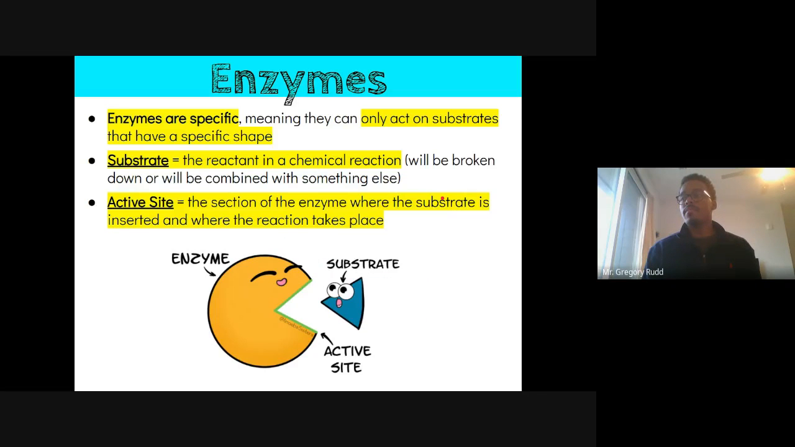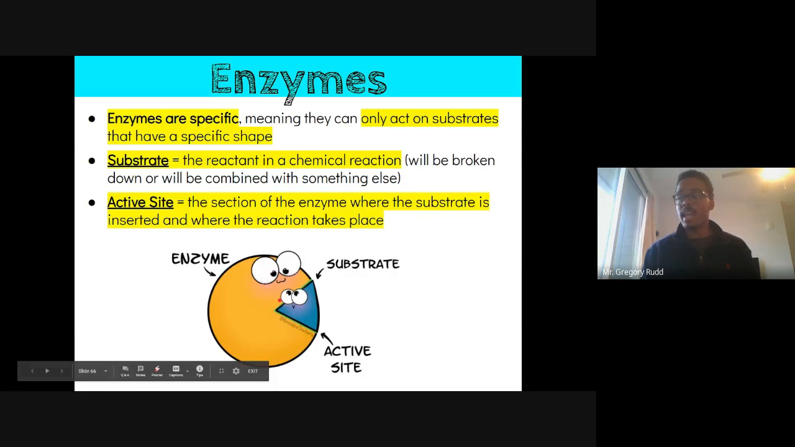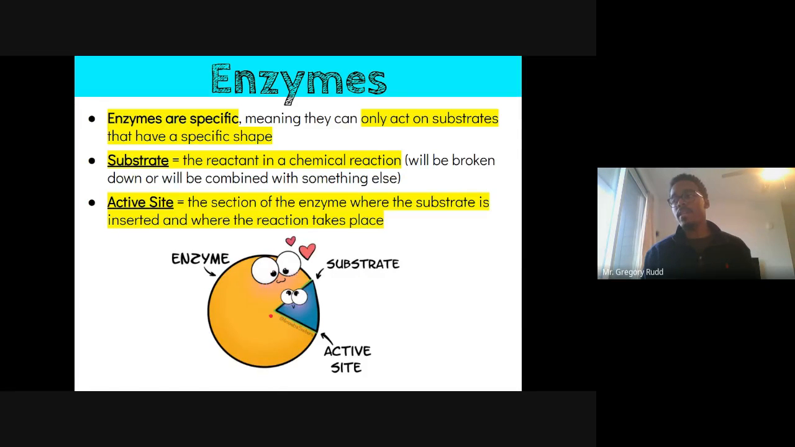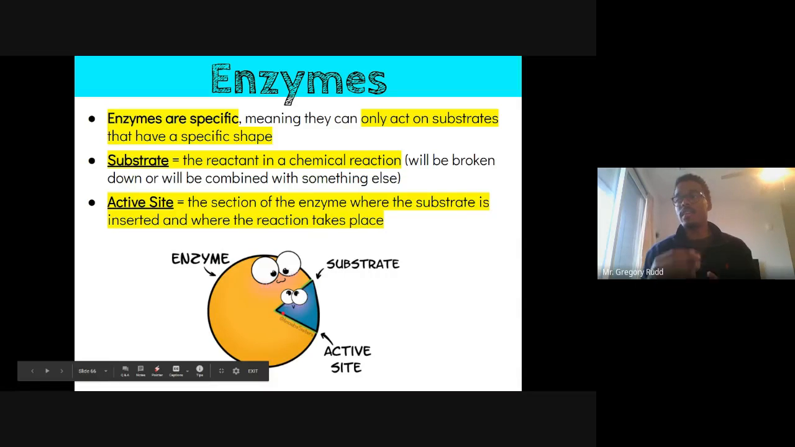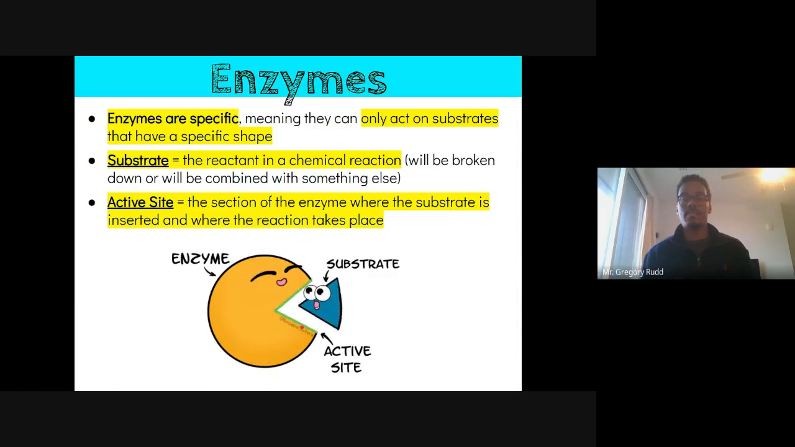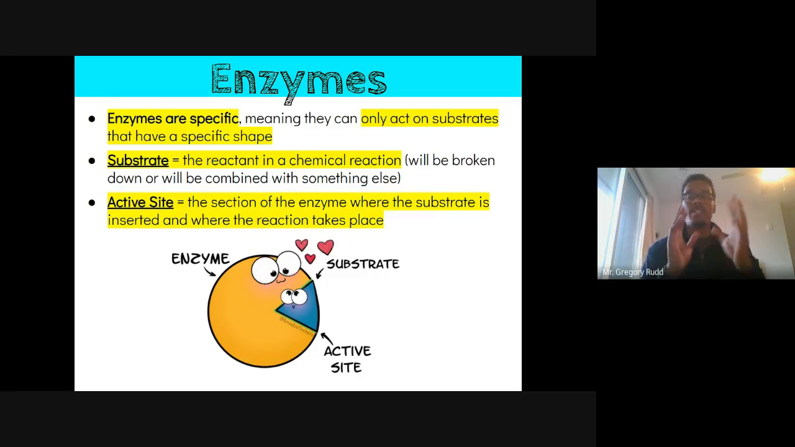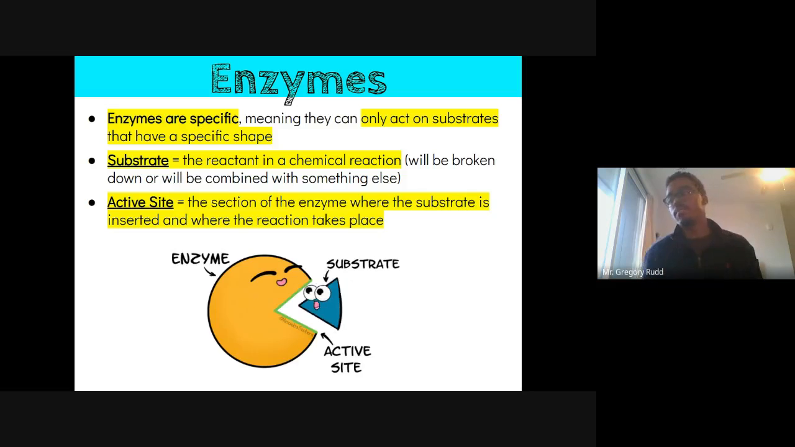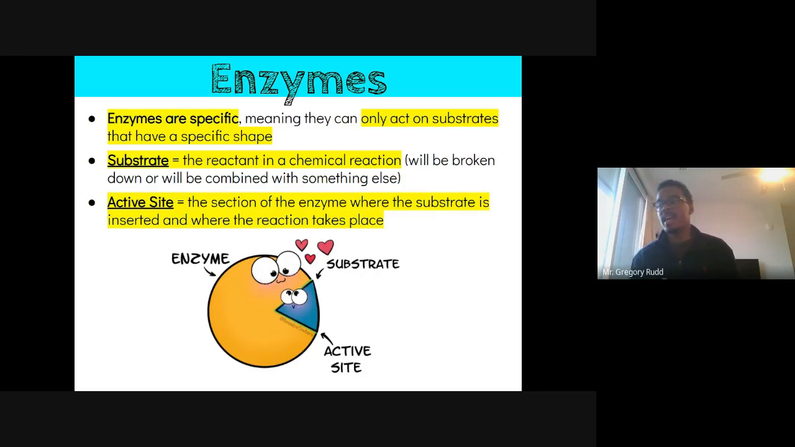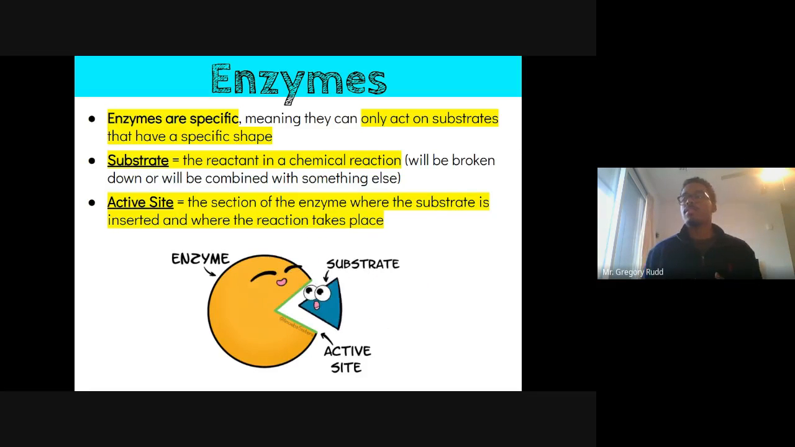Every enzyme has what's called an active site. Typically, the active site kind of looks like the mouth of a Pac-Man, and this is where the reaction takes place. So this is where the substrate actually gets acted upon. It's where it gets broken down or it gets built up, whatever that enzyme's job is.